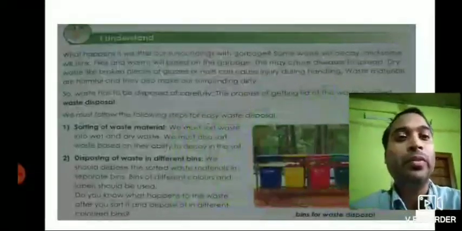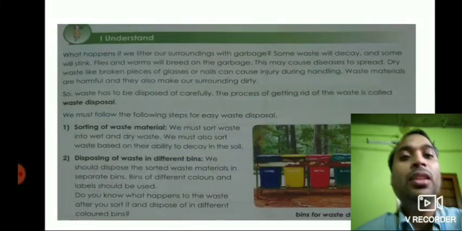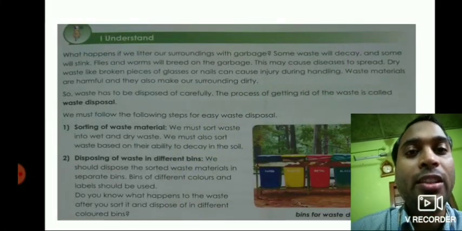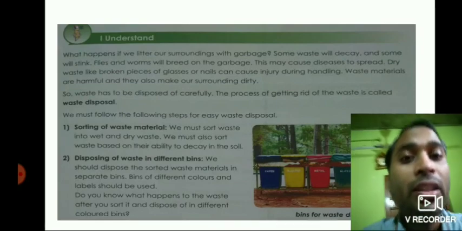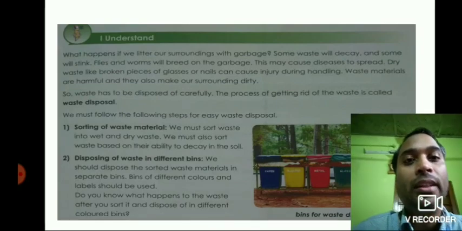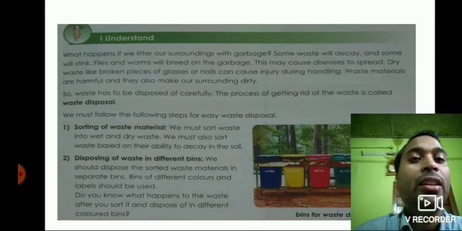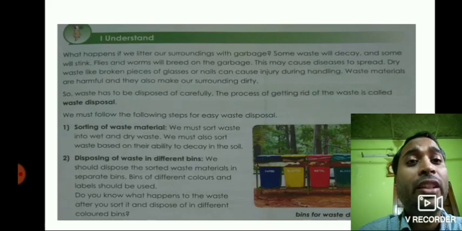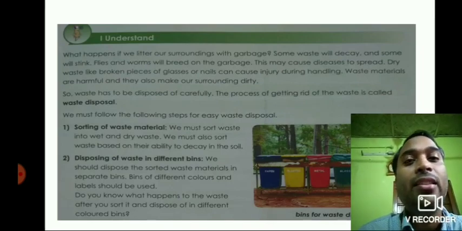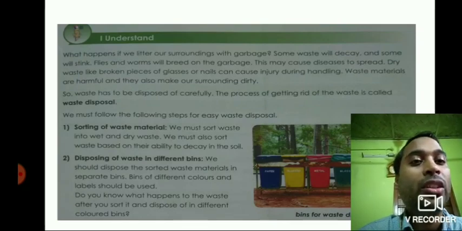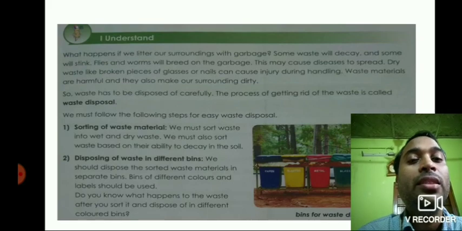So today we'll discuss the I understand part. So this is basically the steps involved in waste disposal. So what happens if we litter our surroundings with garbage? Some waste will decay and some will stink. Flies and worms will breed on the garbage. This may cause diseases to spread.